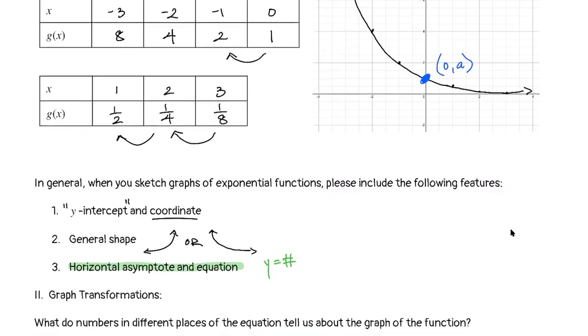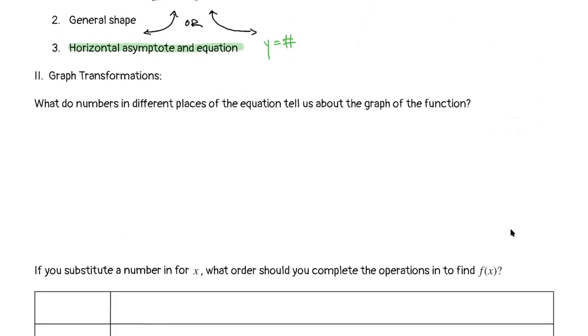All right, so let's move on to this second section called graph transformations. So graph transformations, we're really asking ourselves the following questions. What do numbers in different places of the equation tell us about the graph of the function, okay? So what we're going to start off with is writing what we're going to call a parent function. So f of x equals b to the x, okay? So this is something called a parent function, all right? And the parent function is just that special case when a equals 1, all right?